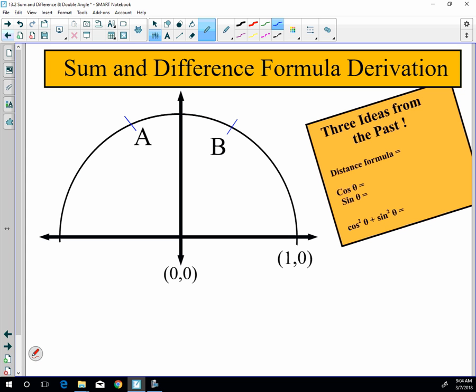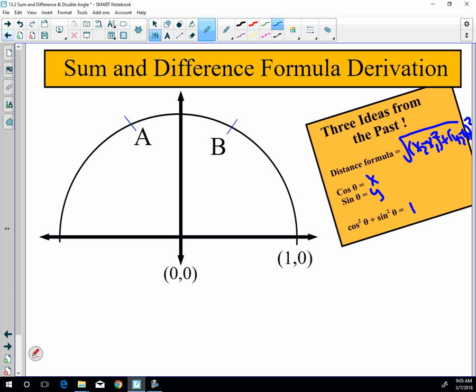So, what we're going to do is prove this weird formula. Before we do, just a quick little review from the past. What's the distance formula? Square root of, if we use x and y, is it like x2 minus x1 squared plus what? y2 minus y1 squared. We remember that. It's been a while. What's cosine squared plus sine squared? Cosine squared plus sine squared is 1. Very good. And if cosine theta is the x part, what's sine theta? The y part.